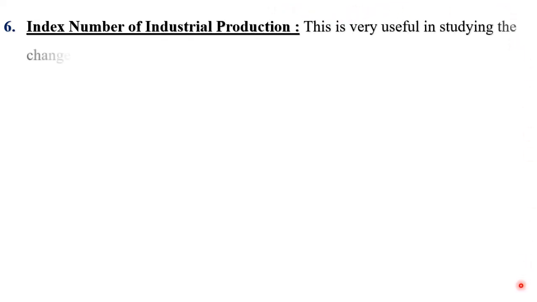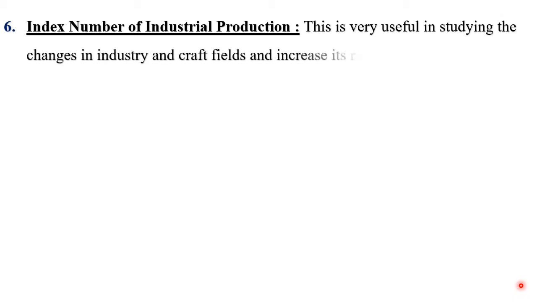Index number of industrial production. This is very useful in studying the changes in industry and craft fields and increasing their rate of development. So using the index number of industrial production, we can determine how industrial production has changed, how the various industries in India are developing, and we can know what to do to increase their development rate.